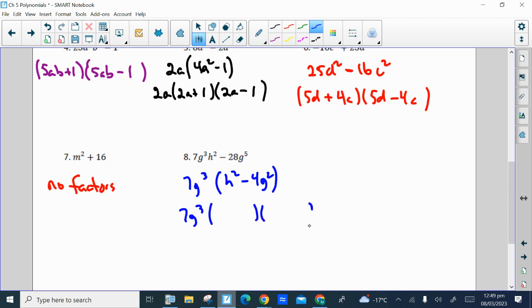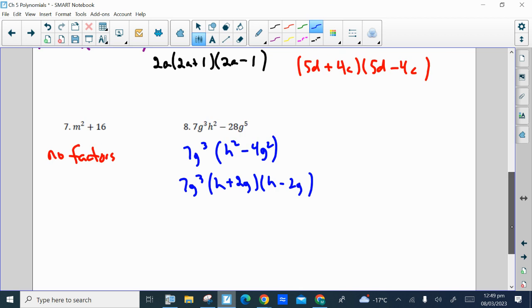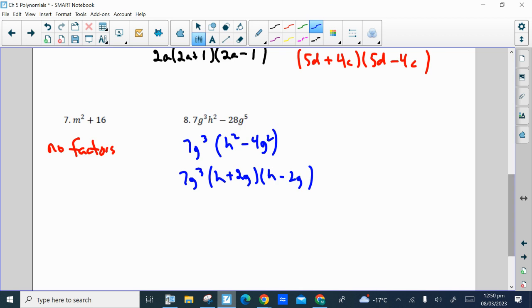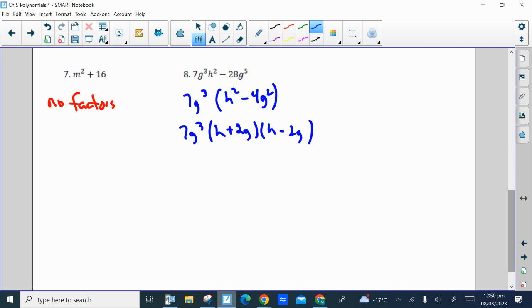The square root of h squared is h. The square root of 4g squared is 2g. One's a plus, one's a minus. There's your factors. Okay? So once you recognize that a polynomial is difference of squares, they are really easy to factor. And remember, you can always multiply out to make sure you get what you started with.